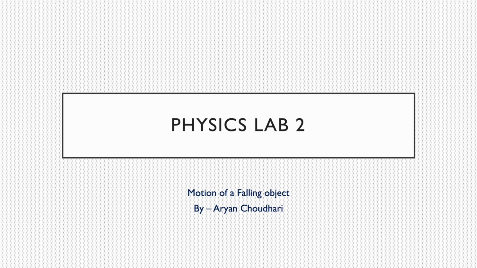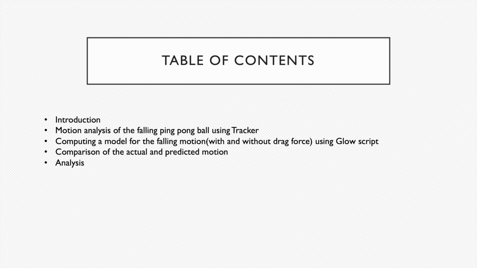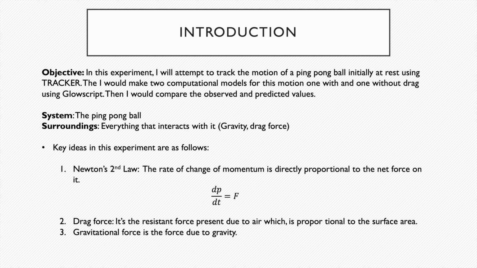This is my Physics Lab 2, Motion of a Falling Object. So in this experiment, I'll cover 5 main things: the introduction, the motion analysis of the falling ping pong ball, computing two models for the falling motion with and without drag force using GlowScript, comparison of the actual and predicted motion, and finally the analysis.